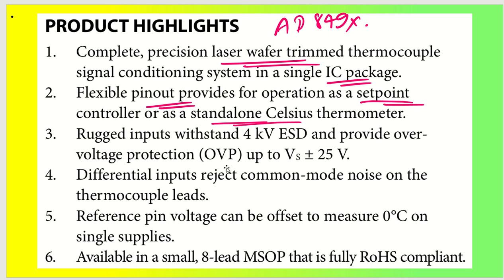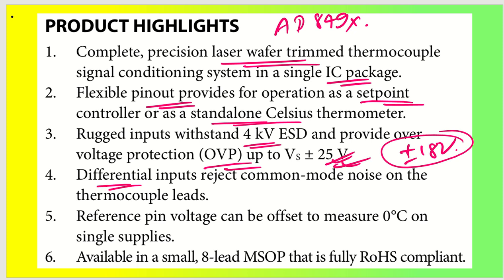Then if you want proper ESD, I told you it has 4 kilovolt of ESD protection, right? And it also provides over voltage protection up to 25 volt, right? So you can see the input voltage was plus minus 18 volt, however it can withstand up to 25 volt. The differential input rejects common mode noise on the thermocouple lead. So this is how it avoids the noise as well, so you don't have to put a separate noise filter or something like that.